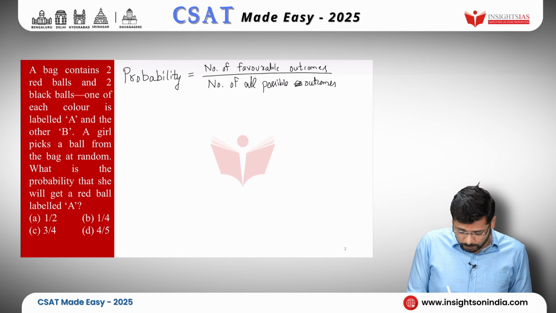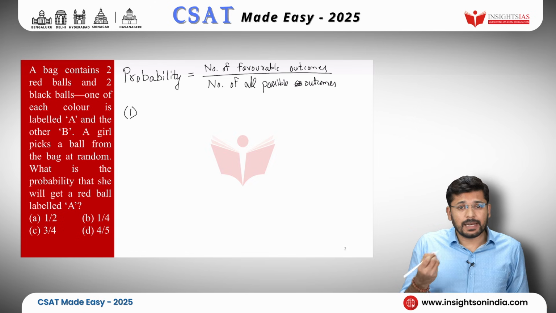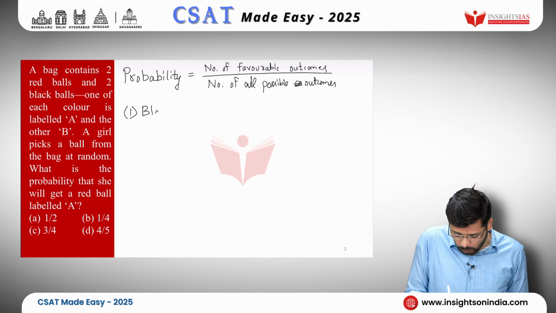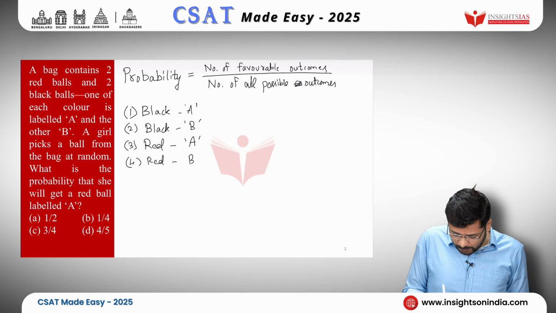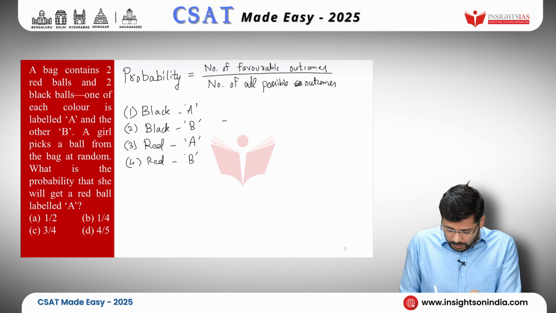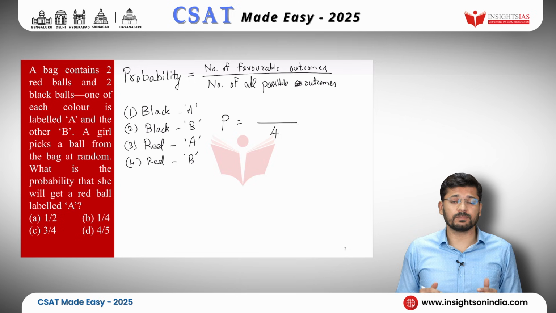For example, what would be the first outcome? Let's say she picked a black ball labeled A. Or what is the other possibility? She might pick a black ball labeled B, or she might pick a red ball labeled A, or she might pick a red ball labeled B. So these are the only 4 possible outcomes, right? So in our probability, the denominator becomes 4, because there are only 4 possible outcomes. There is no other outcome possible.